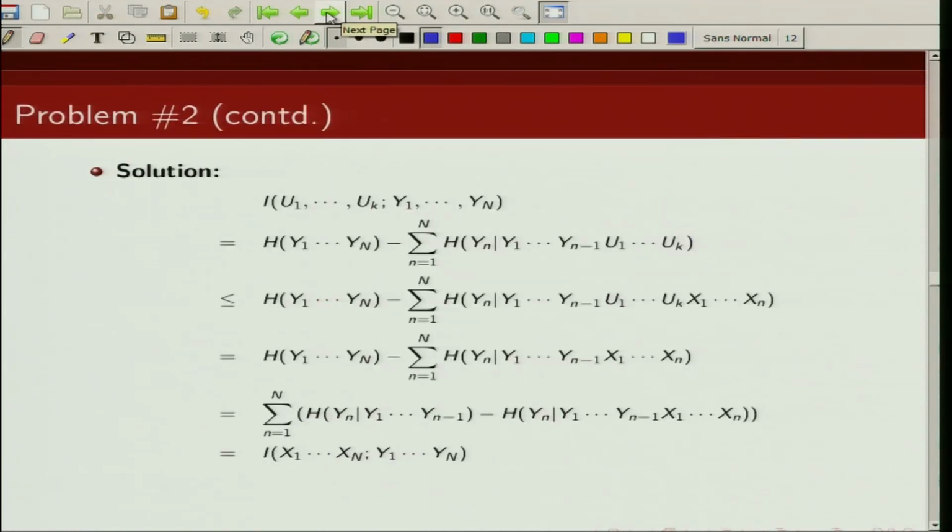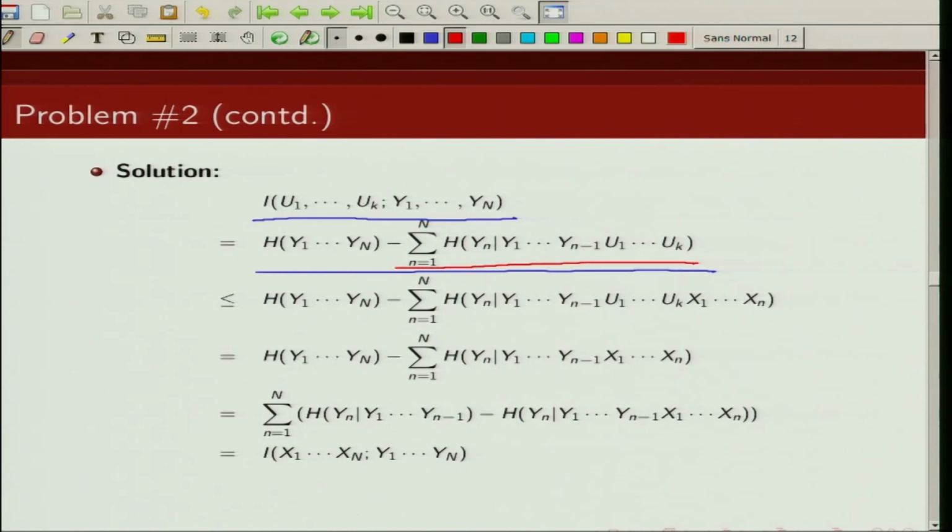So let's do that. The mutual information between U1, U2, U3, Uk and Y1, Y2, Y3, Yn can be written using the definition of mutual information like this. So this is the joint entropy of Y1, Y2, Y3, Yn minus the conditional entropy of Y1, Y2, Yn given U1, U2, U3, Un, which using the chain rule can be written in this particular fashion. So this is H of Y1, Y2, Yn minus H of Y1, Y2, Yn given U1, U2, Uk, and this using the chain rule can be written like this.